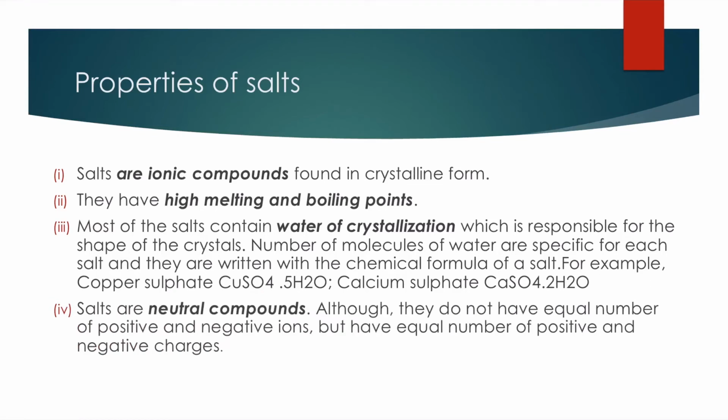Salts are neutral compounds. We know that there are opposite charges and the charges are equal. Cations and anions are not the same in number. Sometimes cations are more, sometimes anions are more in number, but their charges always cancel out each other's effects. So they are always neutral compounds. They have no net charge.